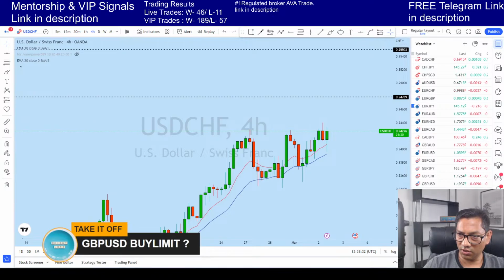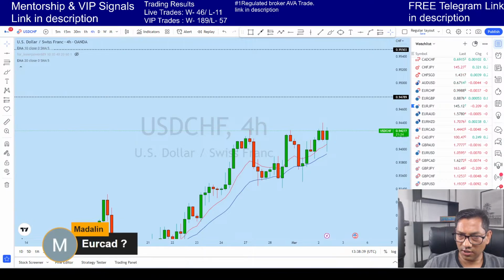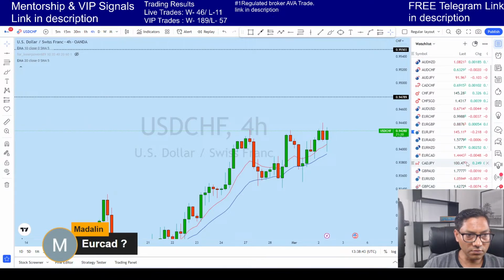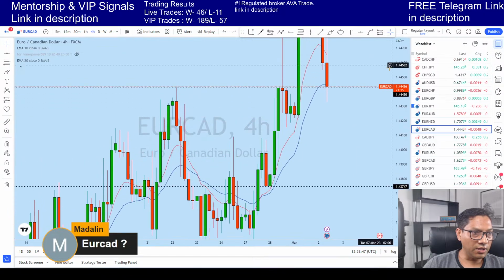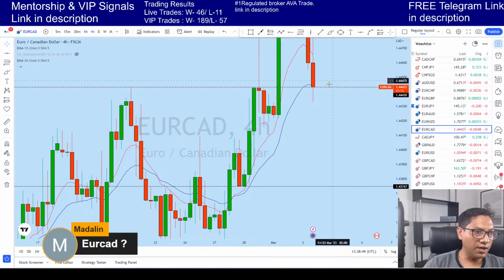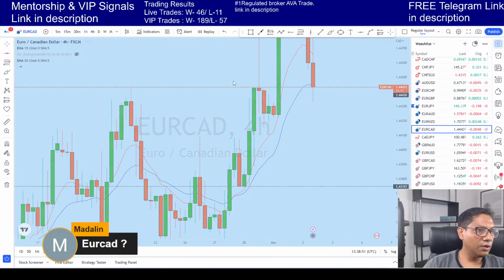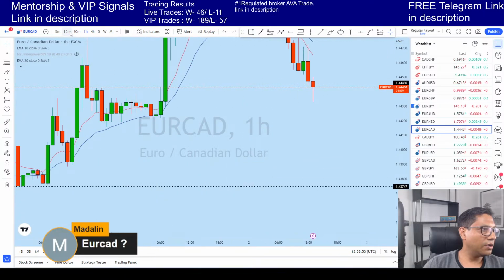GBPUSD, value put on CAD. CAD, I think there is a candle close coming. This market should be pushing high.